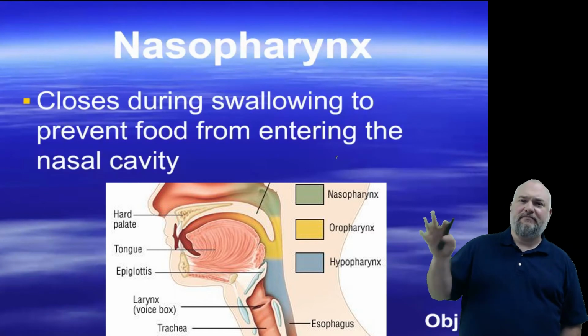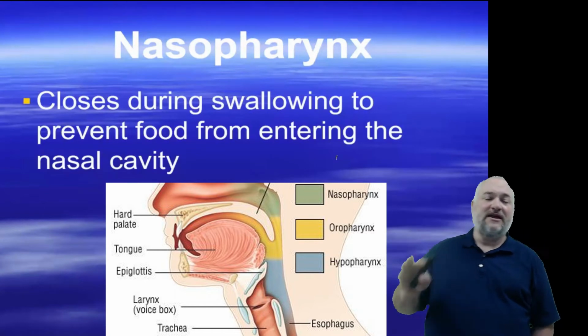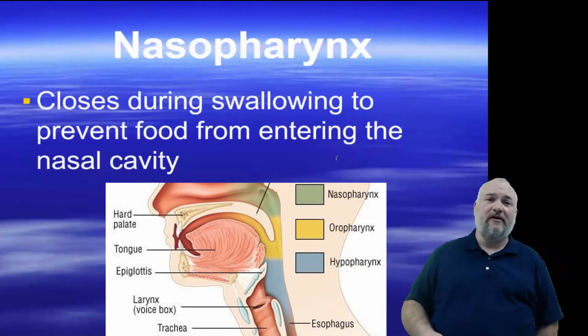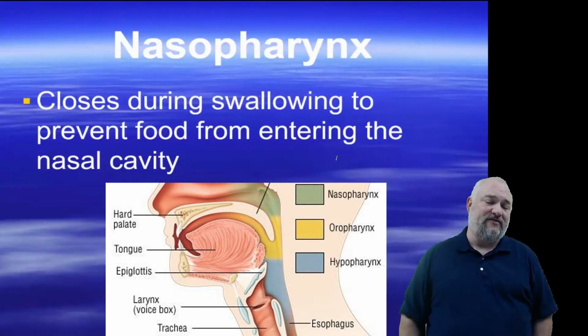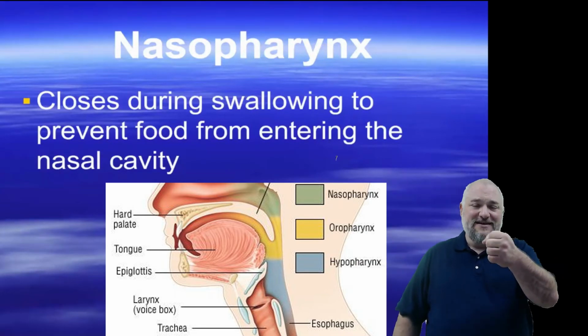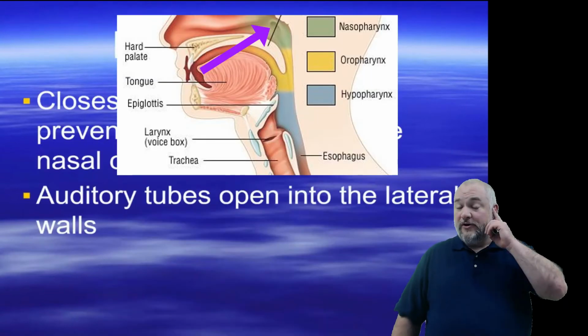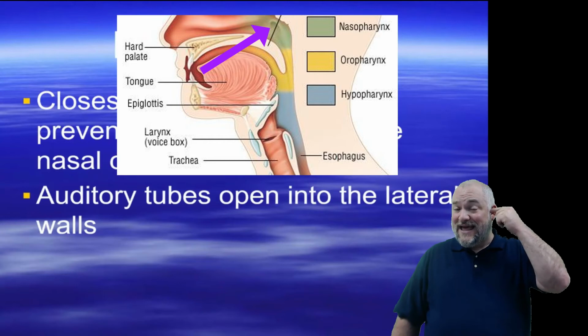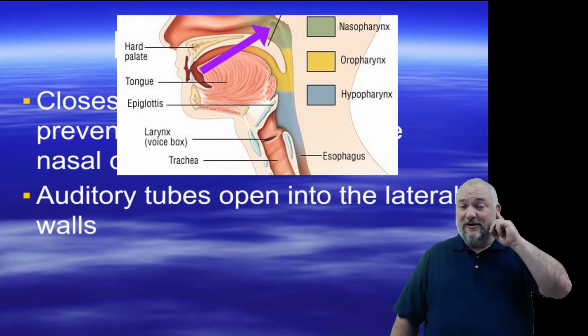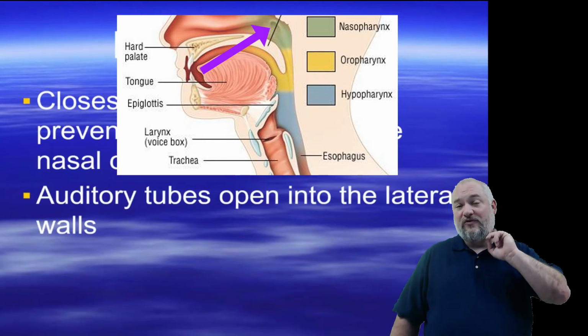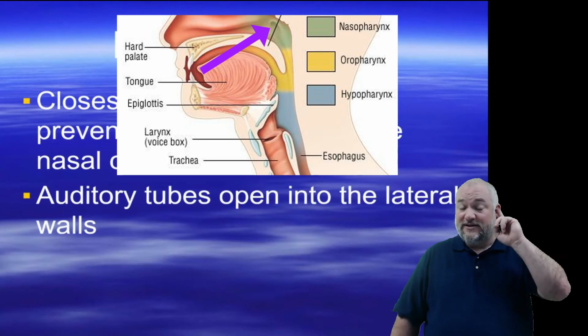So the nasopharynx, I got a little ahead of myself before. Nasopharynx closes during swallowing to prevent food from going up into the nasal cavity. It kind of squeezes closed. It's not a tight squeeze, but it's enough to keep food from going up there normally. Your auditory tubes drain your inner ear into that area, which is why if you get an ear infection, your throat will hurt, or if you get a throat infection, your ear will hurt, because they're connected.